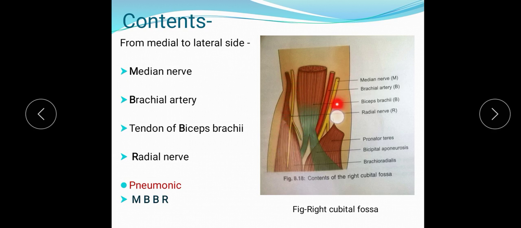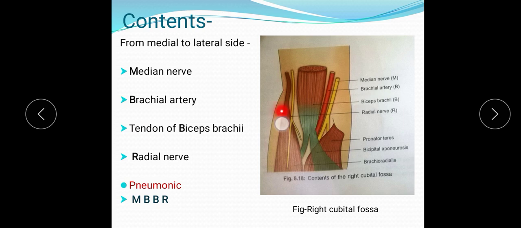The median nerve gives branches and supplies the muscles like flexor carpi radialis, flexor digitorum superficialis, and palmaris longus, and leaves the fossa by passing between two heads of the pronator teres muscle. The termination of the brachial artery and the beginning of the ulnar and radial arteries are within the cubital fossa. Then the biceps brachii tendon. Lastly, the lateral-most is the radial nerve.